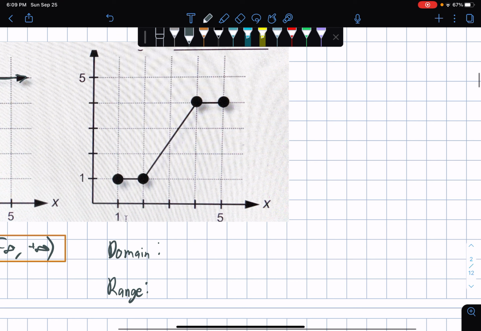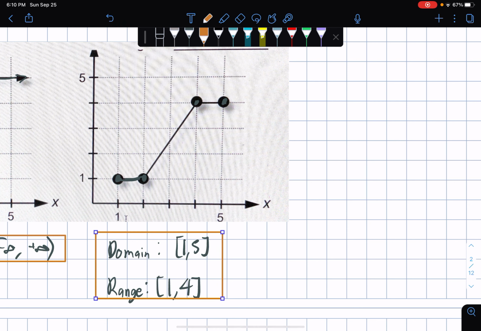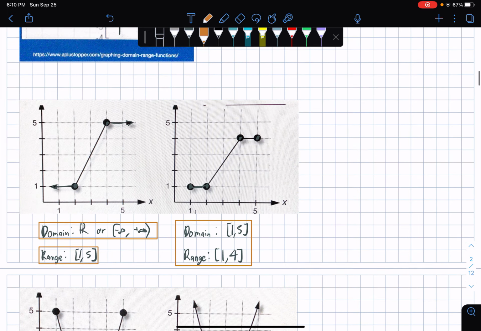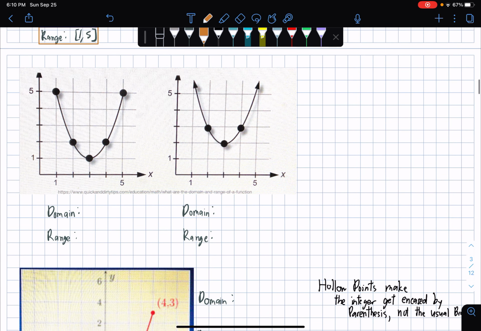Right. Next graph. So this time, domain and range, they're both limited. So this is the very left and this is the very right. The very west and east of the Cartesian plane. So this is 1 and 5. For the range, this is also the very bottom, the very south of the Cartesian plane, and this is the very north, which is 4. So these are the answers. These are the domain and range. Two more examples.